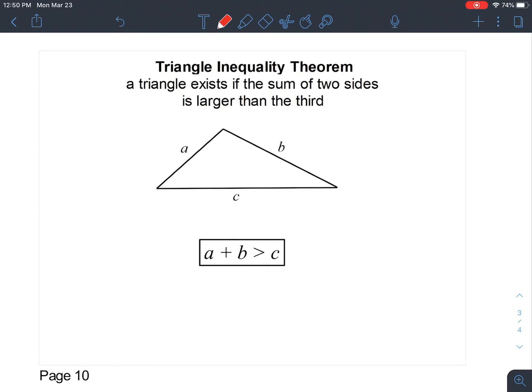So I'm going to give you just a couple examples here on this slide to kind of explain why this is the case. I'm going to first do a triangle that possibly has side lengths. Let me redo that.